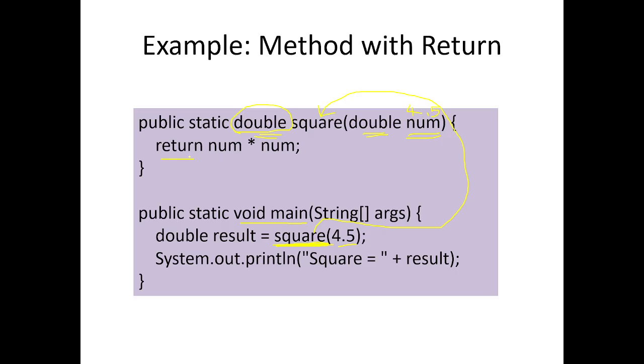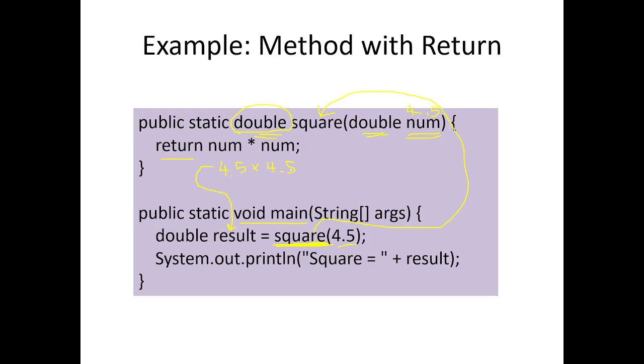In the square structure we have written num times num. This is an arithmetic operator, so we have 4.5 times 4.5. The computed value of this product will be returned to the main method. What is 4.5 times 4.5? What is the value?